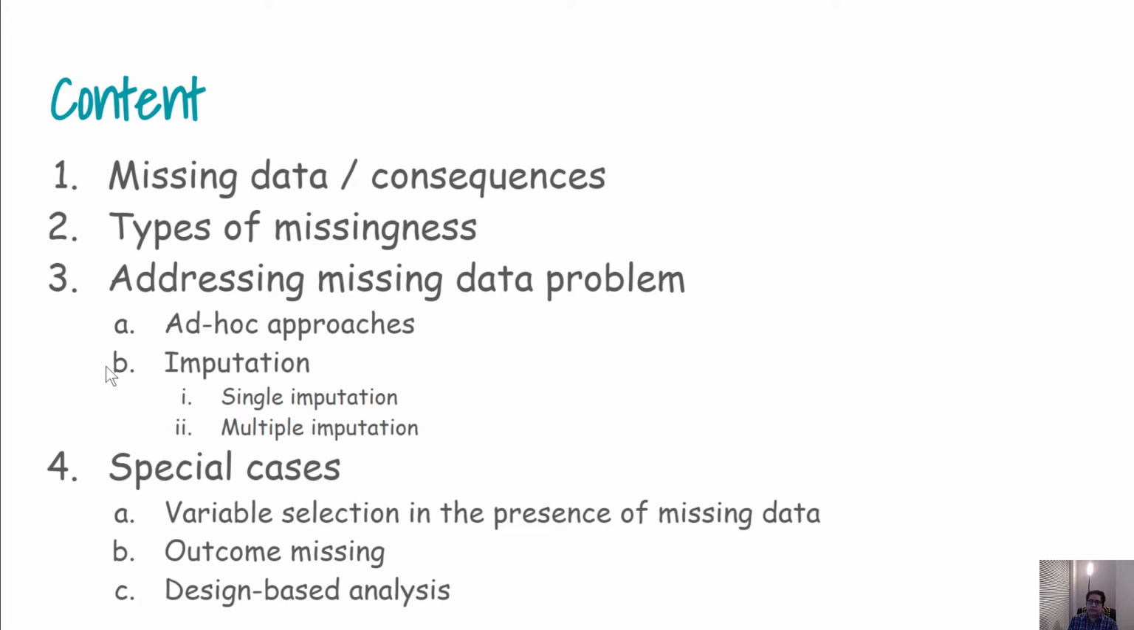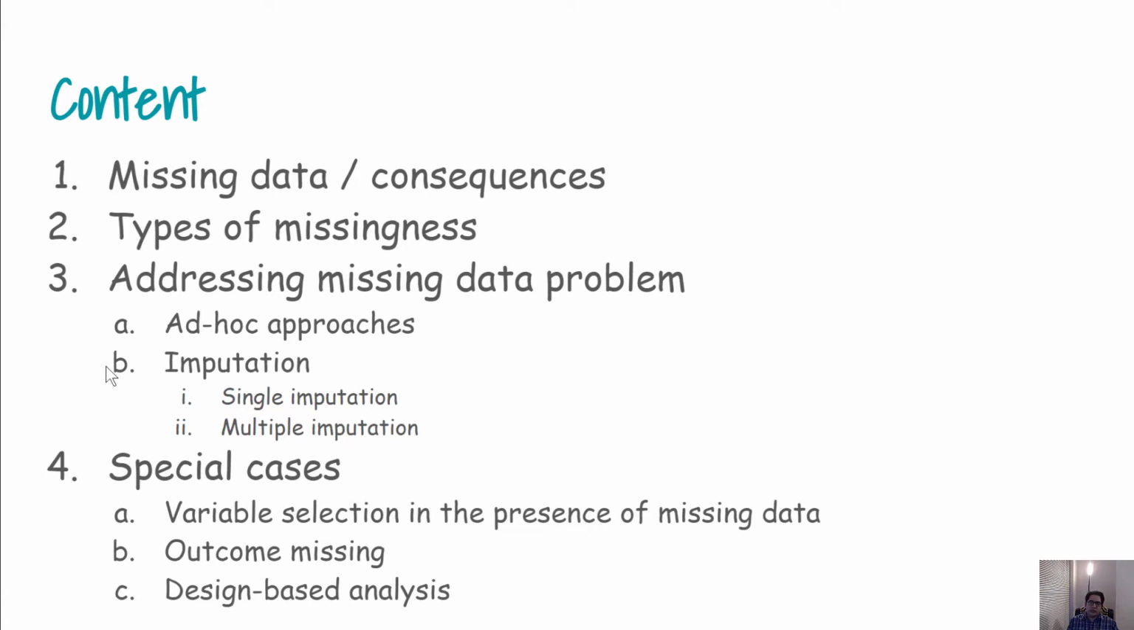So here is the content of what I'm going to present. First I'm going to talk about what are the impacts of missing data. Then I will talk about some of the types of missingness. Then I will talk about how people address missing data problem in their data. There are many ad hoc approaches and there are some principled approaches, and I'm going to talk about them.